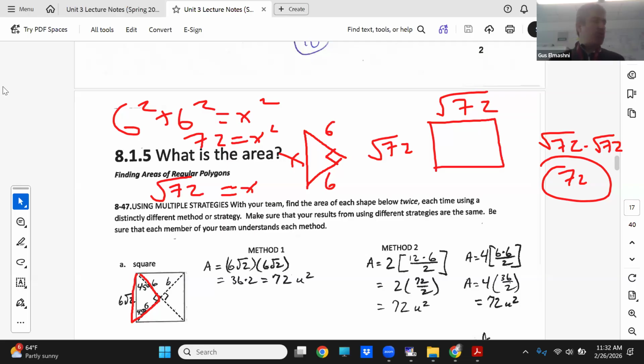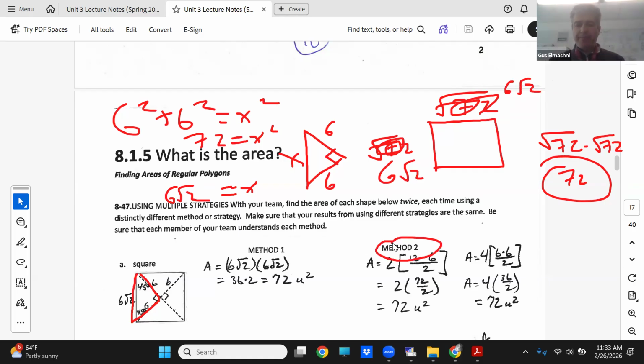Now, another way you could have done this too, you could have done the 45, 45, 90 ratios. It's okay if you don't remember, but it's a 6 root 2. 6 root 2 is the same thing as root 72. Those are identical. If you multiply 6 root 2 by 6 root 2, you will get 72 still.